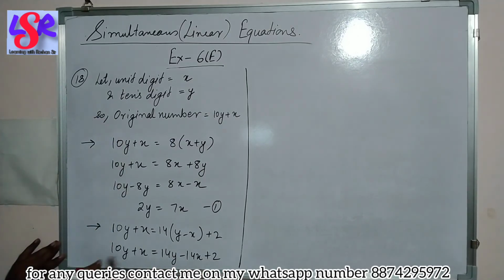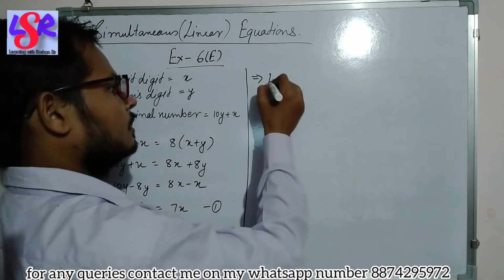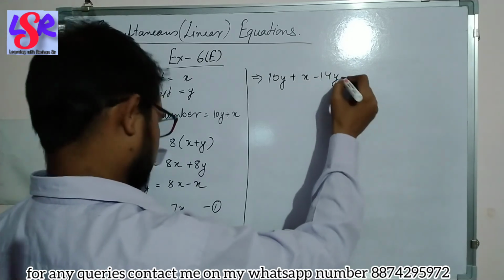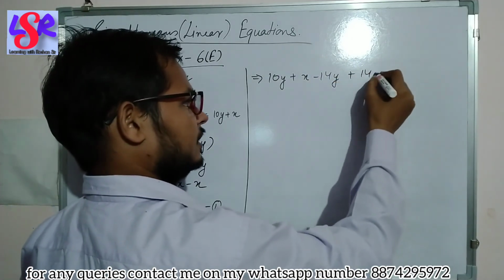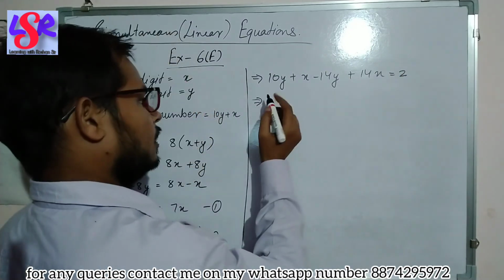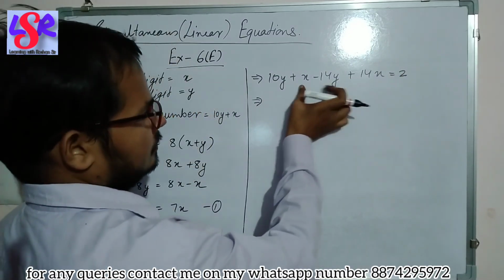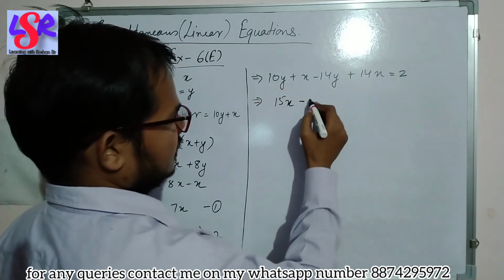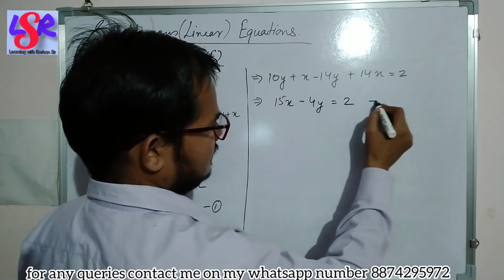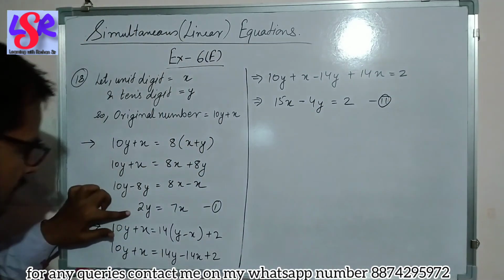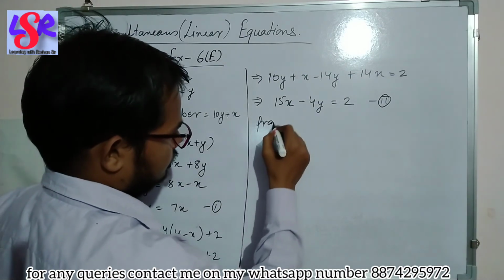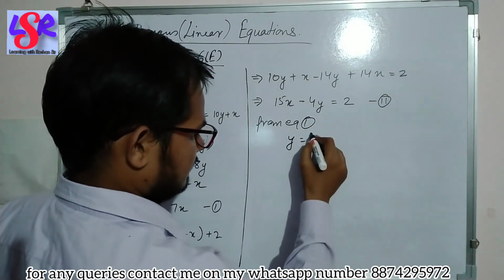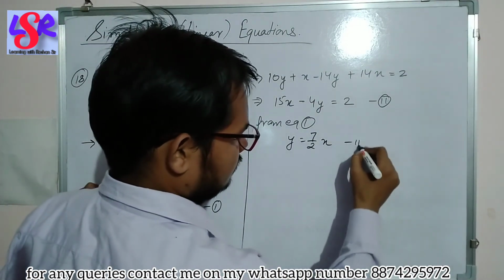Then put all the variables on this side, and this will be 10y plus x minus 14y plus 14x equals 2. Now we are going to solve it, and we get 15x minus 10y minus 14, that is 4y, equals 2 as the second equation. Now from equation number 1, we can find the value of y as 7 upon 2x, and let this one be equation number 3.